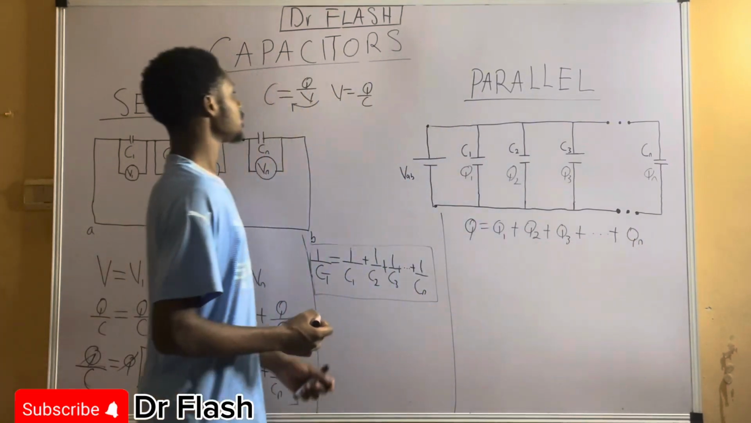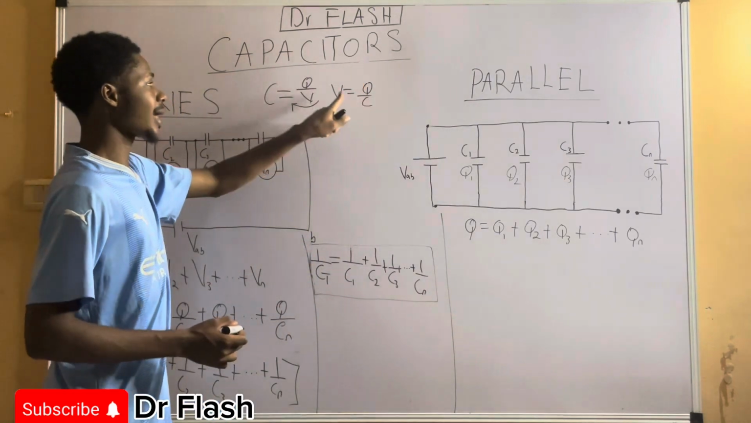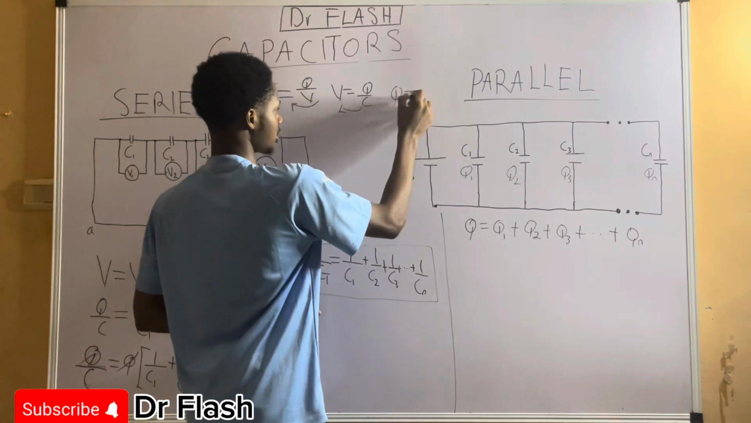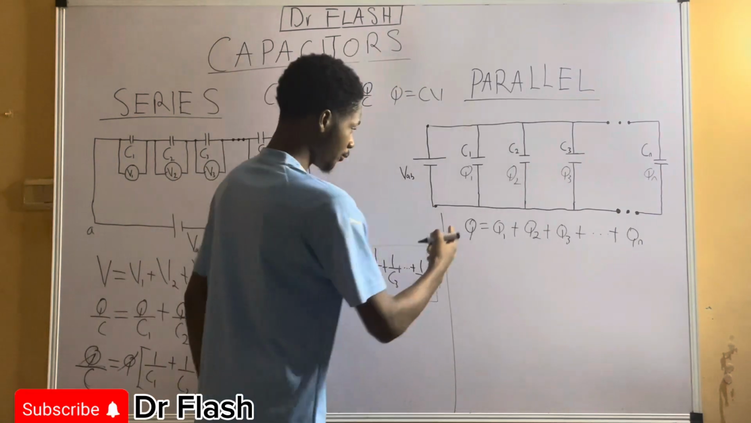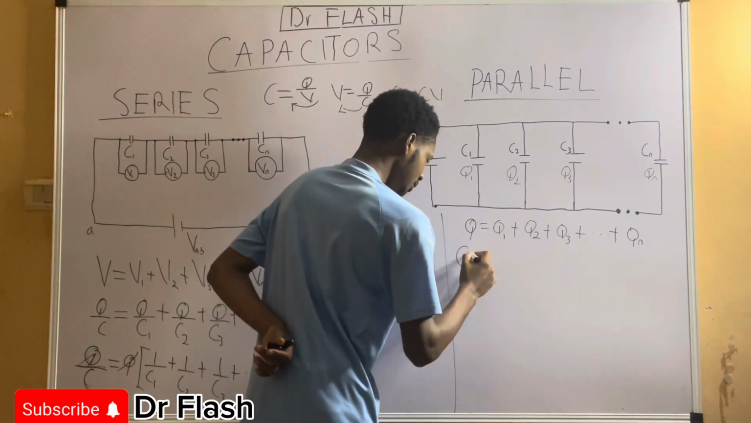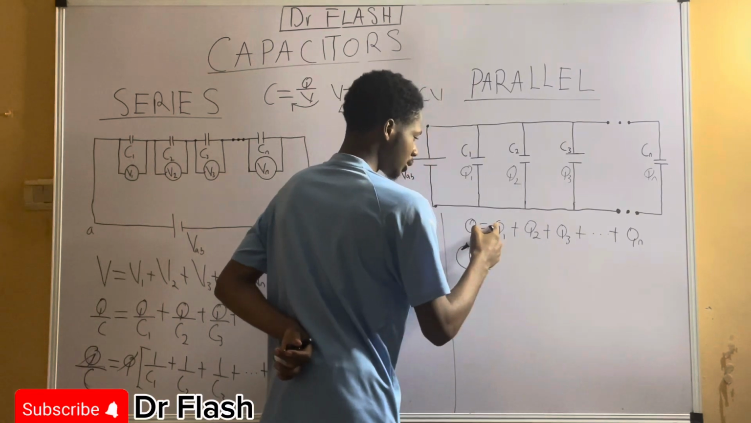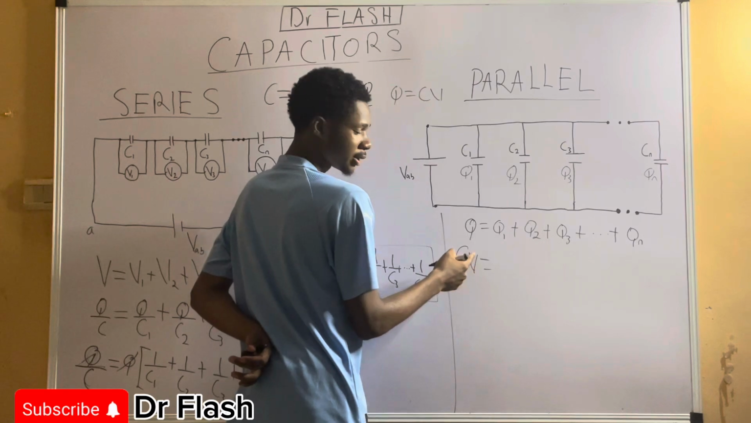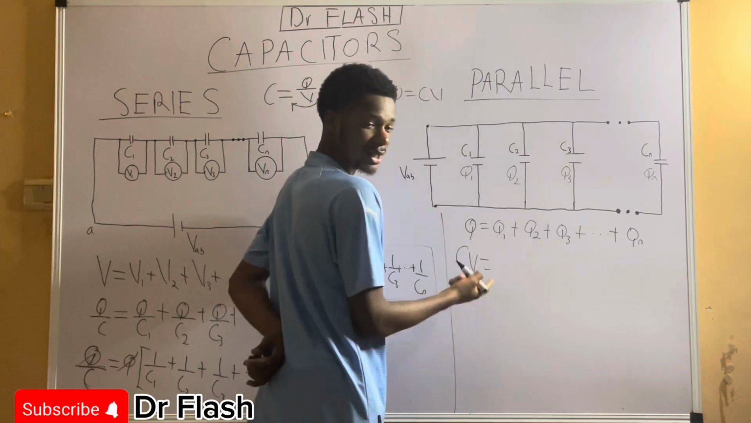Now, if you recall again, Q is equal to C times V. Okay, by cross multiplying, we're going to have Q is equal to CV. If we substitute, replacing Q with CV, you have to remember that they're having the same potential difference. So instead of writing V1, write it as just V.